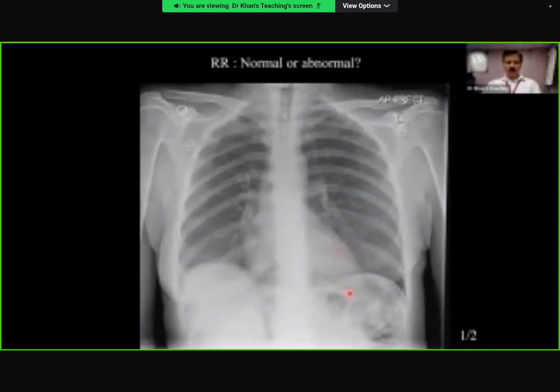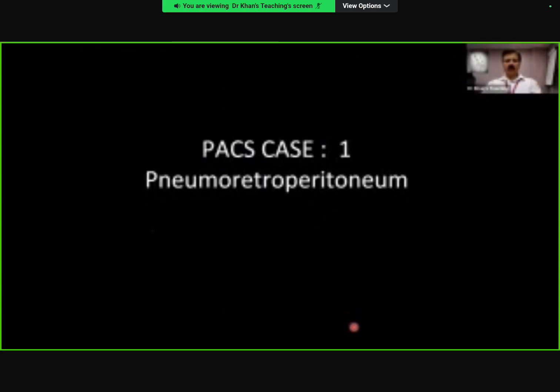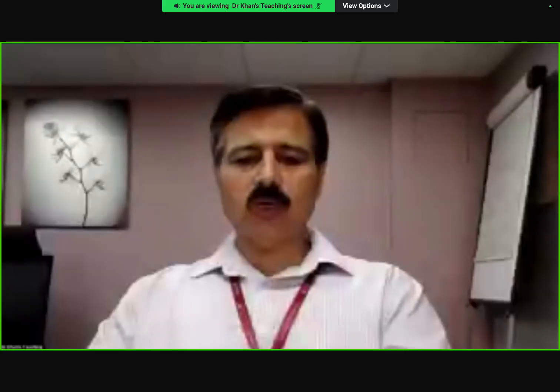The learning point here is just the same thing. If you see, this is the posteromedial portion of the hemidiaphragm. When it is outlined by gas, anatomy is that this can be retroperitoneal gas. If you see here, this patient has got an outline of the psoas like this. Now, I will show you a case.